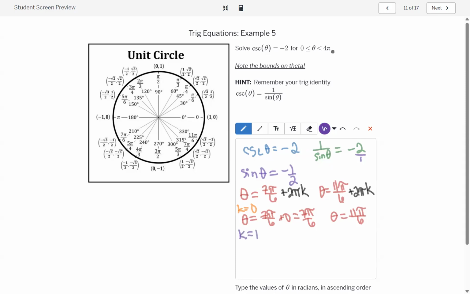Now, to get the other two solutions that are from 2 pi to 4 pi, I need to find the coterminal angles with these two. And that's all the 2 pi k is a placeholder for. It's just saying these two are the starting numbers in the list, and then 2 pi k gives us all the coterminal angles, all the ones after it and all the ones before. So if I do 7 pi over 6 plus 2 pi times 1, that'd be 12 pi over 6, which is 19 pi over 6.